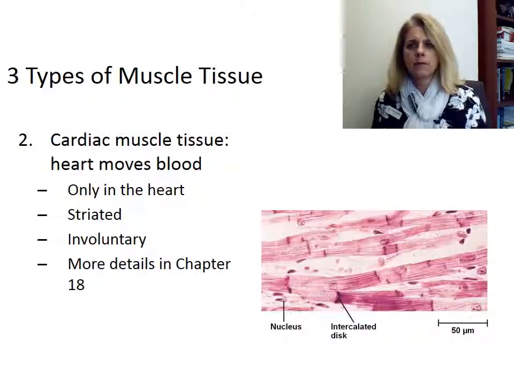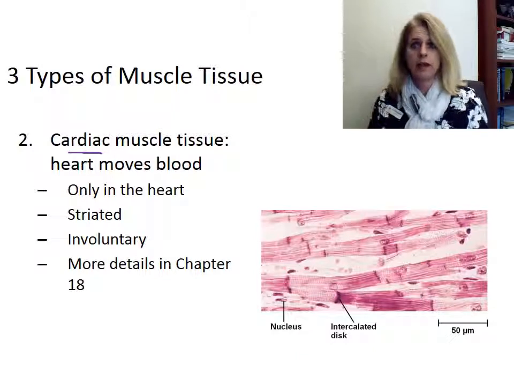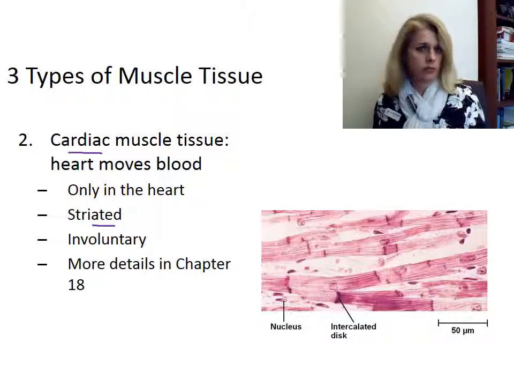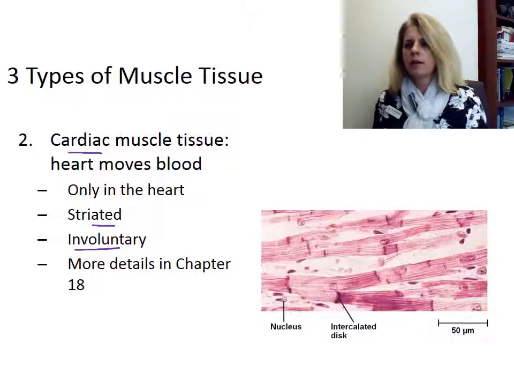The second type of muscle is cardiac muscle, and this is the muscle that makes up your heart, and this is the muscle that moves blood. And it's only in the heart. It's also striated, and we'll talk about what these striations are, but it's involuntary. You don't have to think or remember to beat your heart. It does it on its own. Cardiac muscle is also branched. Okay, so skeletal muscle, all the muscles kind of line up in a line, and cardiac muscle has these branchings.